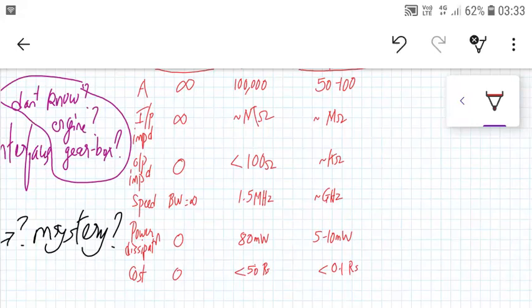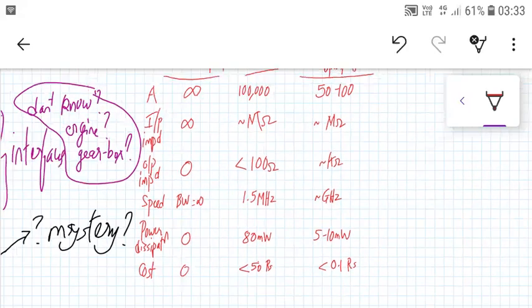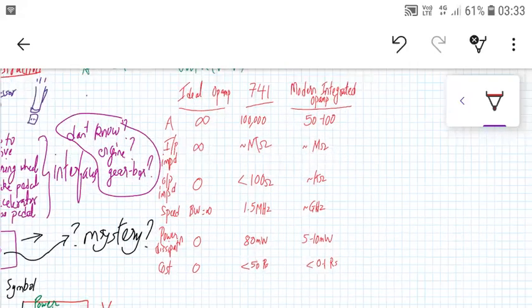And the cost is around 0 for ideal op-amp. It's very negligible. For 741 it's less than around 50 rupees, and for the modern integrated circuit, since we are integrating many op-amps into one chip, its cost is less than 0.1 rupee. So these are the ideal op-amp properties in comparison with 741 and modern integrated op-amp. Now we'll move on to the next topic.